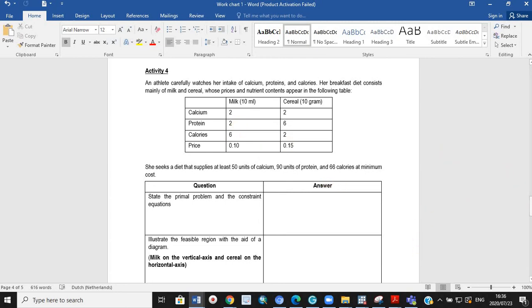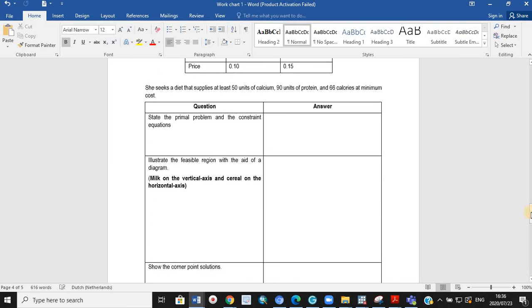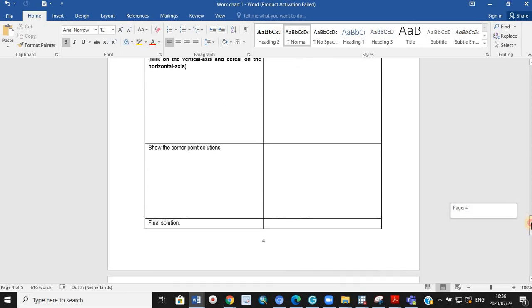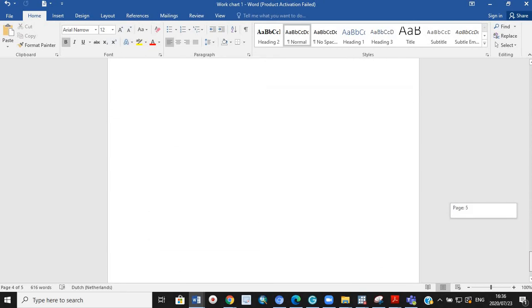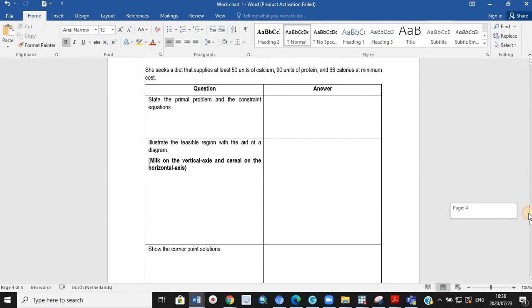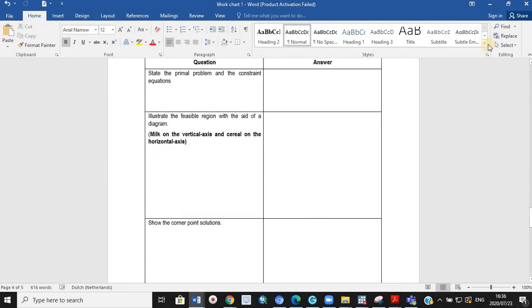I mean, the logic is the same, right? You read the statement and you complete the statement as you go. Because if you don't do it, you're going to lose your path and follow something else. Okay, let's try and see if we get there. The first one asks us to state the primal problem and constraint equation. It is basically the same.